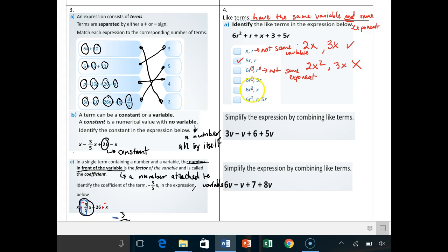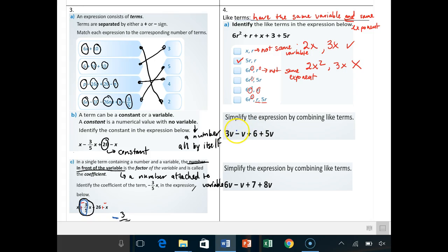6r squared and x. Well, look at that. They got a variable of r and a variable of x. You can't add r's and x's. Those don't make sense. Okay, so not like terms. And here you have 6r squared, r, and 5r. Again, tempting to say, oh, they're like terms, but this one has an r squared and this one doesn't. So those two would be like terms, but it's asking if all 3 are like terms. So no.